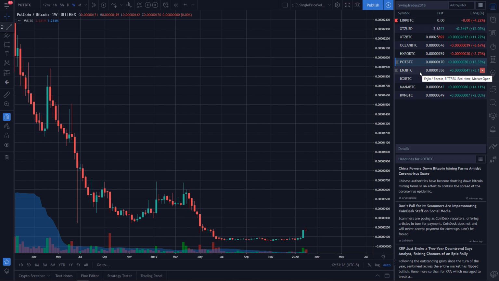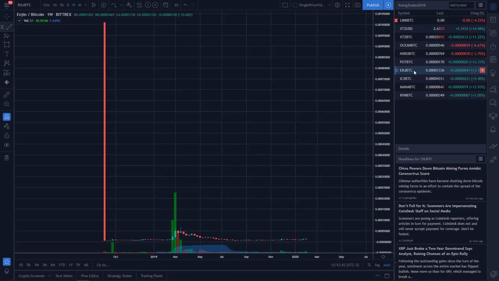Don't feel bad. Don't feel like you've missed anything. Because if this is real, if this is going to turn into the next alt season, we'll have plenty of time to identify a weekly uptrend and jump on the next iteration of that, the next swing of that.